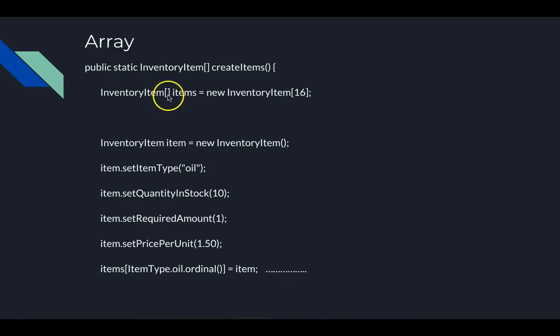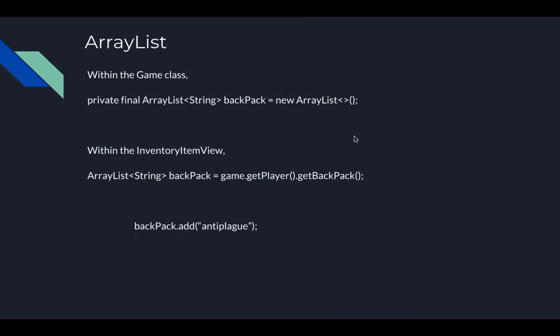But this defines the array. It's fixed, and you would use it. You could call from it. You can alter the items in it, but you can't go any more than 16. You'll have an out of bounds exception. Next is an array list.